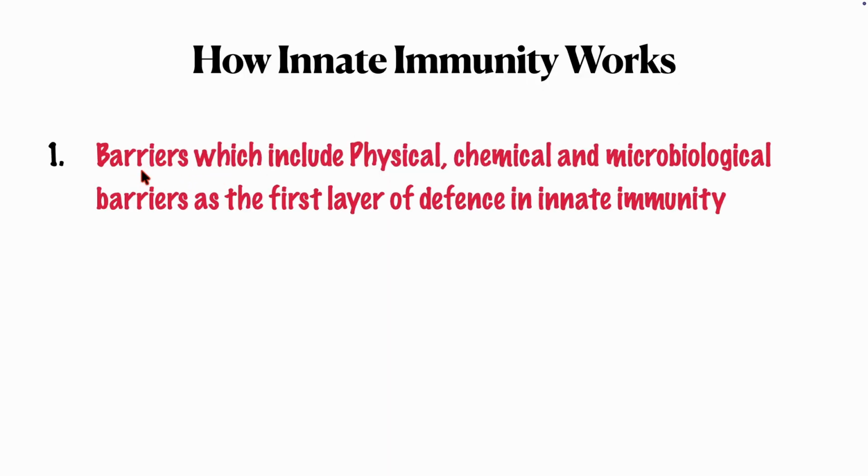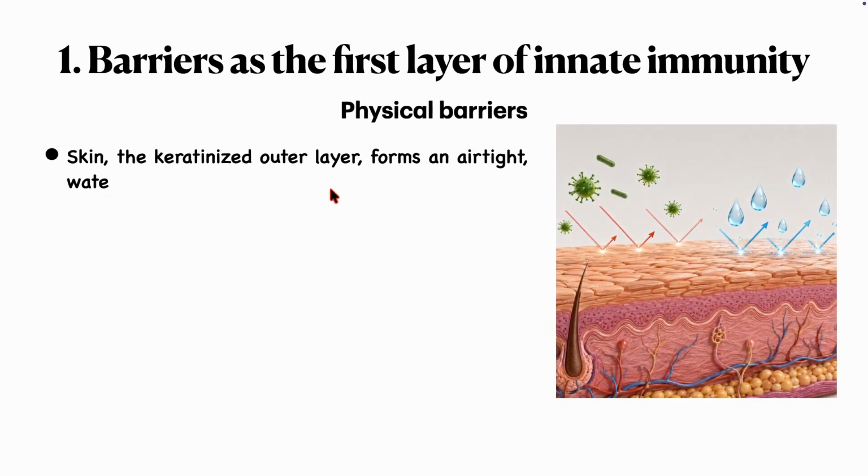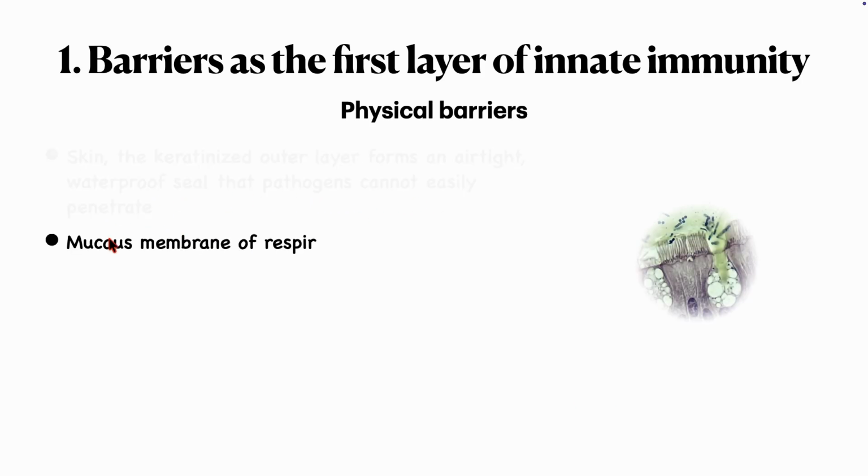Okay, so let's start with the first layer of defense in innate immunity, which is the barriers. These barriers include physical, chemical, and microbiological barriers. In terms of physical barrier, we consider skin as our first line of defense because the skin, which is the keratinized outer layer, forms an airtight waterproof seal that pathogens cannot easily penetrate.